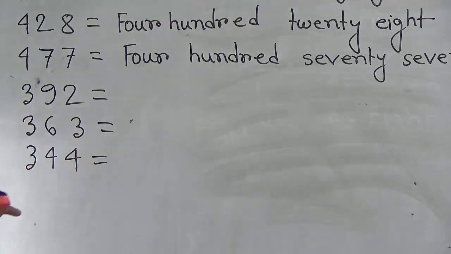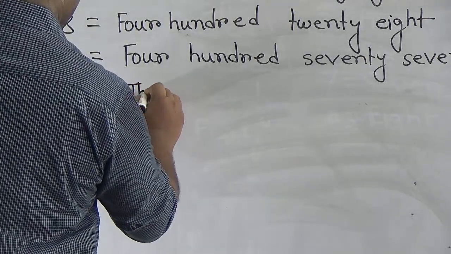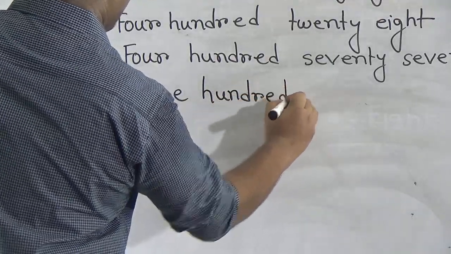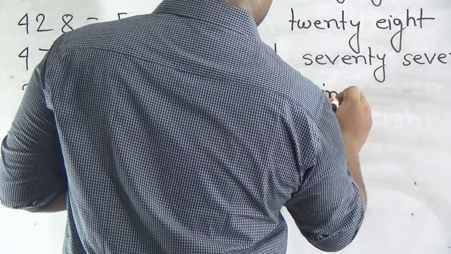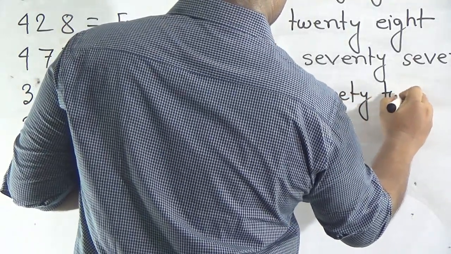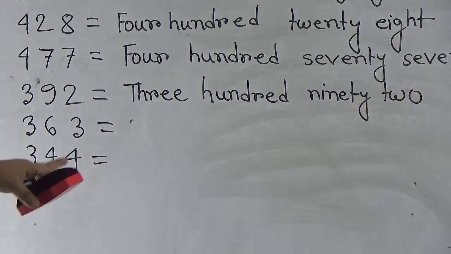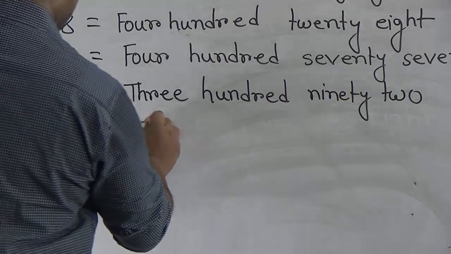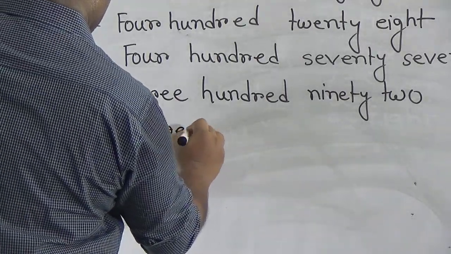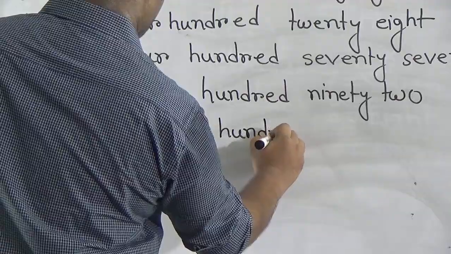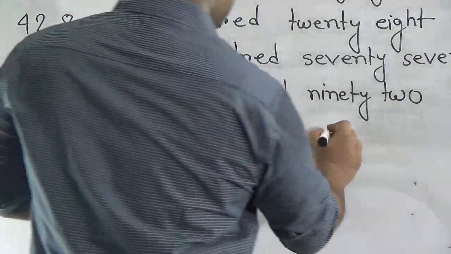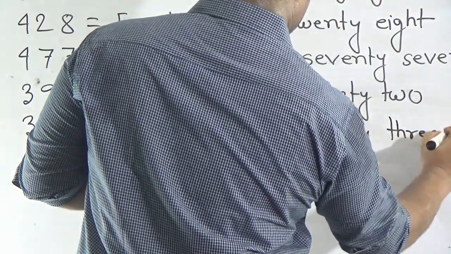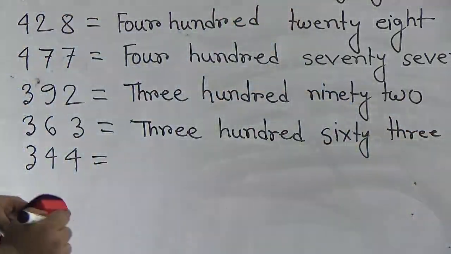Our next number is 392. So write 3 first, 392. And next number is 363. So write 363.